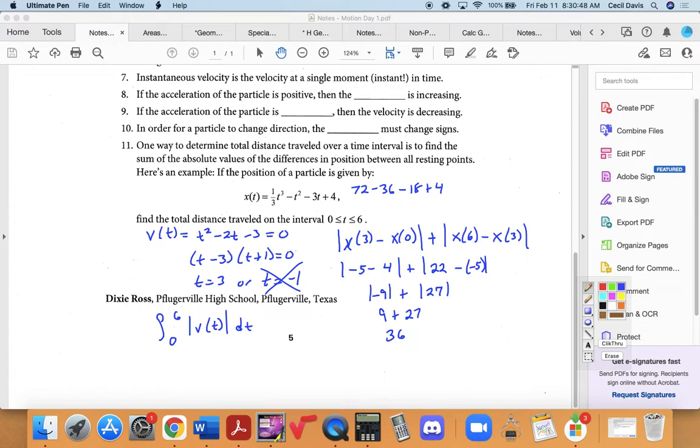So it appears to be 36. So if we did this by integrals, one of the nice things about this is we didn't have to worry about, well, when is the velocity 0 and when is the velocity positive? Or when the velocity is negative. We do have to worry about the velocity being 0, but we didn't have to go, well, on this interval it's this. So if you do it by integral, yes?